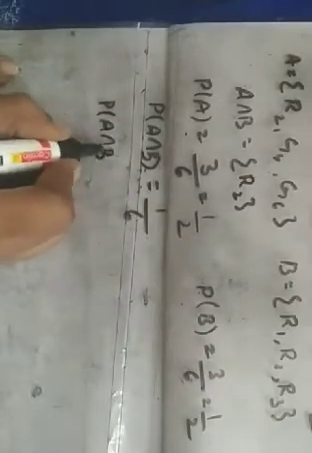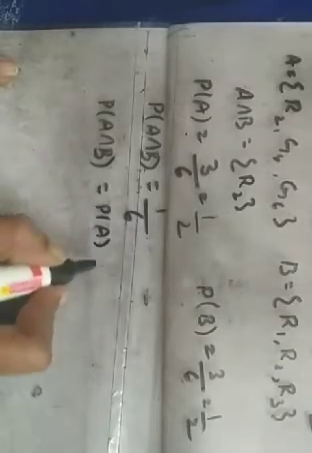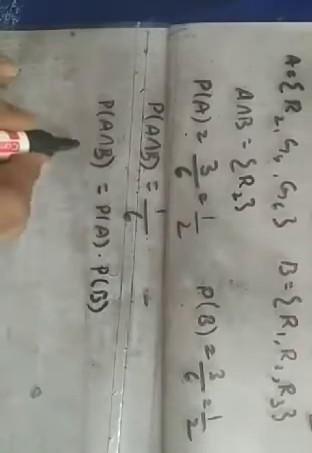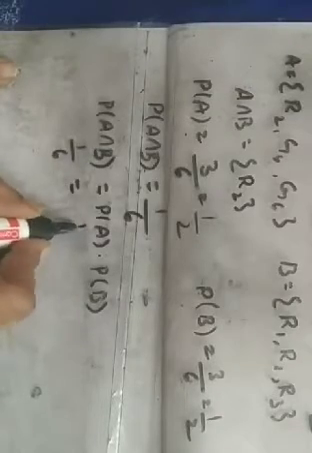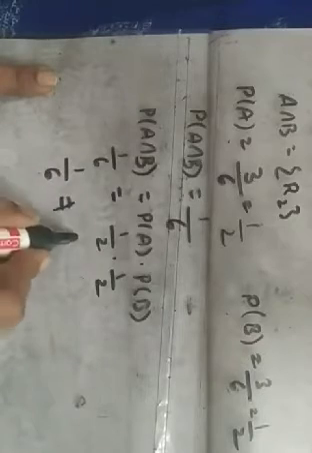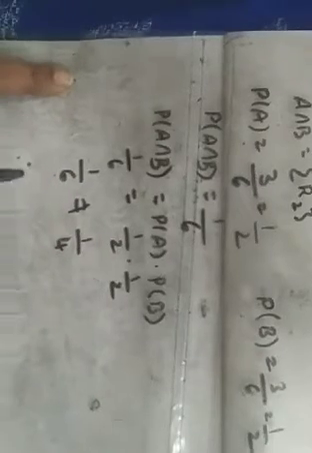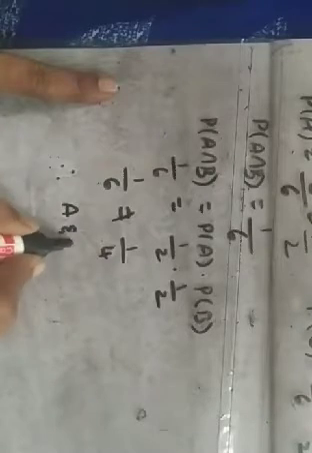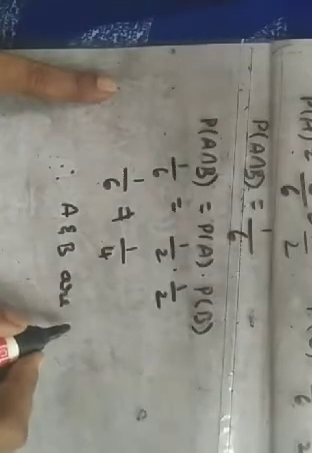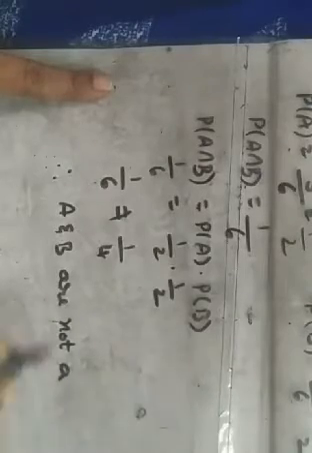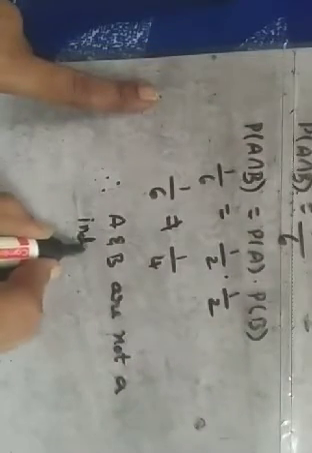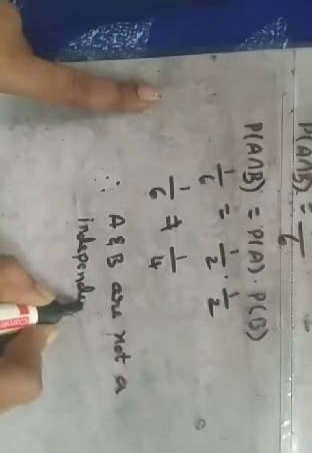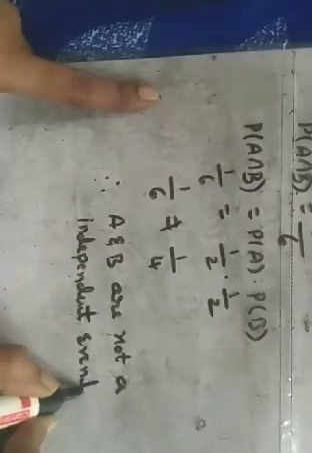P of A intersection B is equal to P of A into P of B. 1 by 6 is equal to 1 by 2 into 1 by 2. 1 by 6 is not equal to 1 by 4. Therefore, A and B are not independent events. Let's move to the next question.